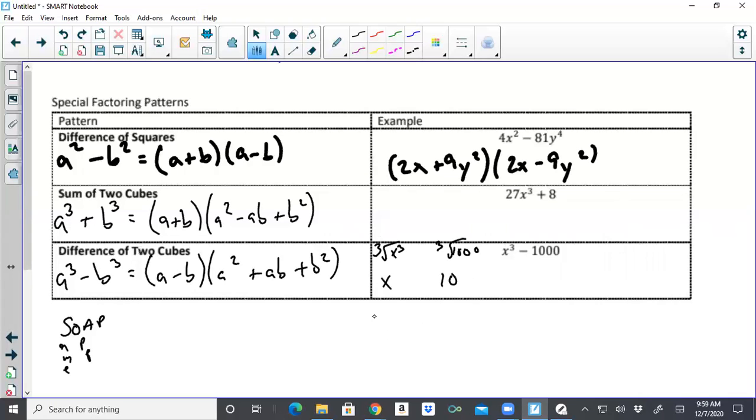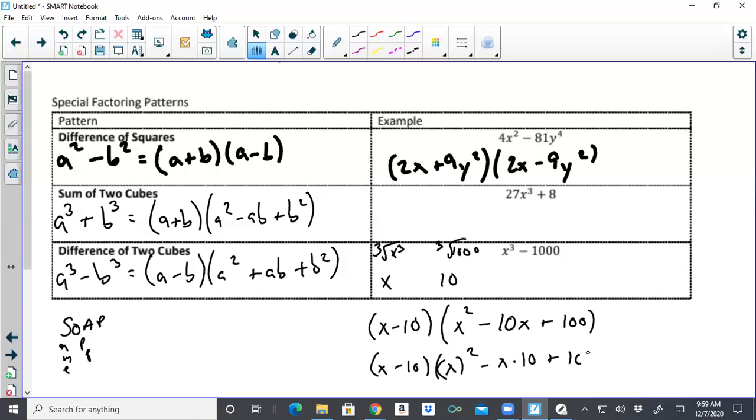So now I'm going to plug those into the formula. So I'm going to get a minus b times a squared minus a times b, which is going to be 10 times x, which is 10x, plus b squared. 10 squared is going to be 100. So if you're wondering where I got those, I got them from x minus 10, and then x squared minus x times b plus b squared. That's where that came from. And this is all difference of squares and difference of cubes is. That's it. That's all it is.